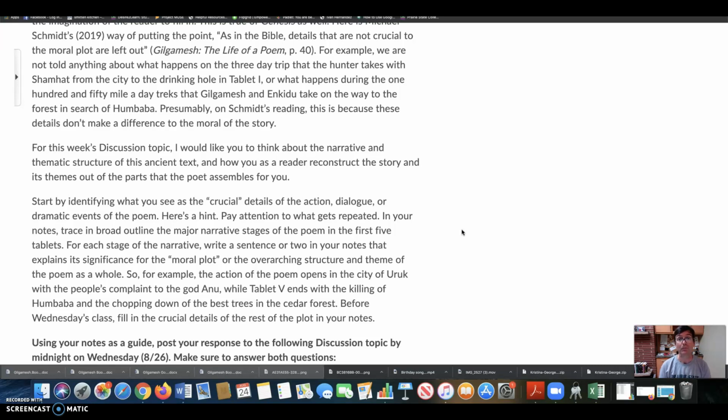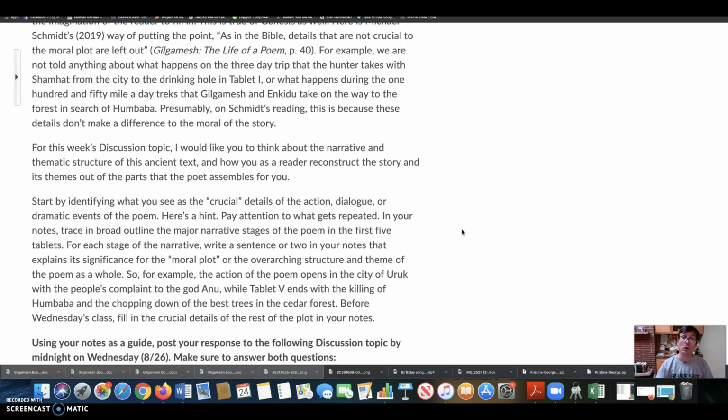All right, so here's a hint. One thing you can pay attention to is repetition. That's another formal point. A lot of things get repeated in this story or in this poem. So pay attention to the repetition. That will help you maybe identify the crucial events, or the crucial details of the story.